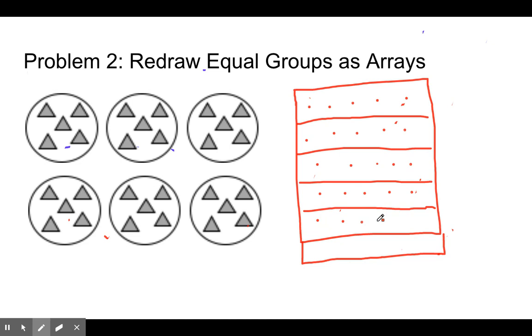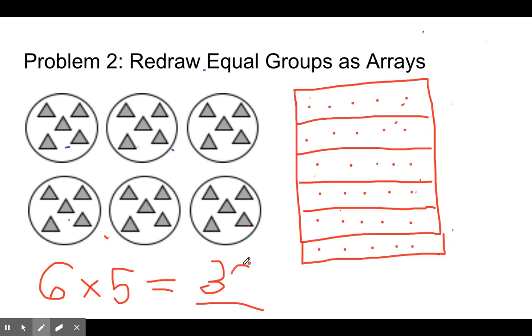And our product, I'm going to write it for you guys just for time's sake. We had 6 equal groups of 5 objects, gave us how many altogether? 30. All right.